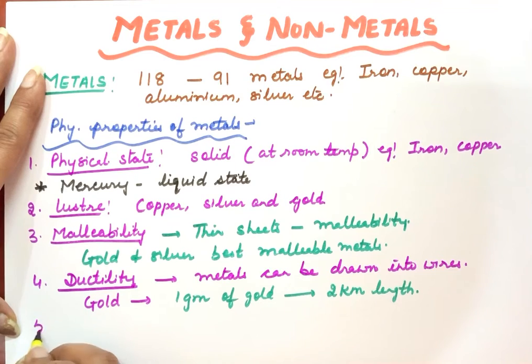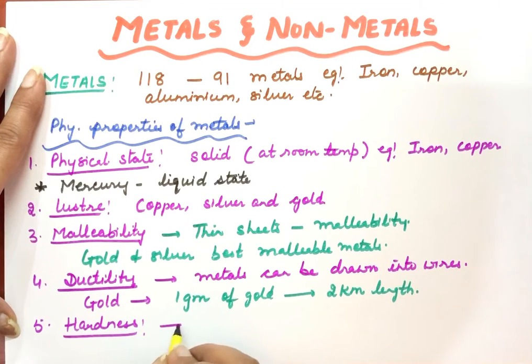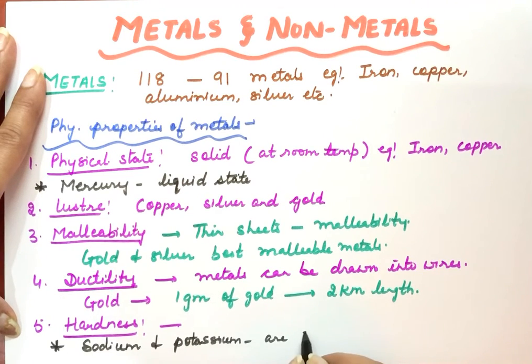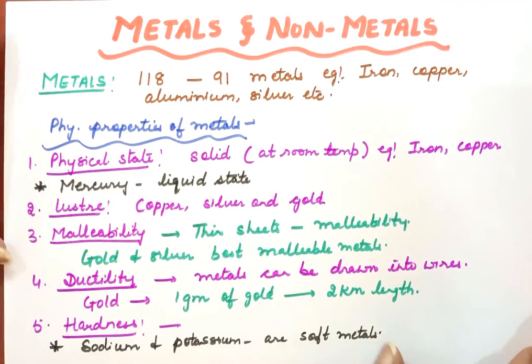After ductility, the next property is hardness. We all know that metals are generally very hard. Iron, copper, zinc are very hard, and we cannot cut these with a knife. But we have an exception here, sodium and potassium. These are soft metals and we can cut them with a knife because they are very, very soft.